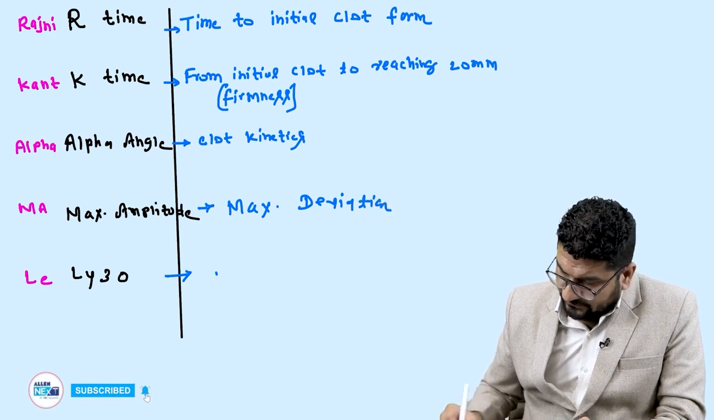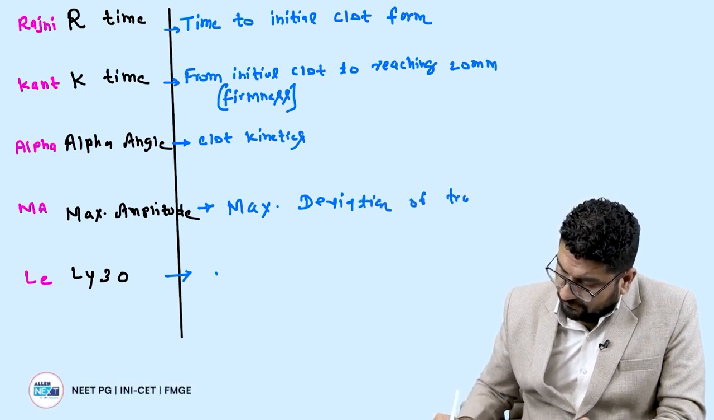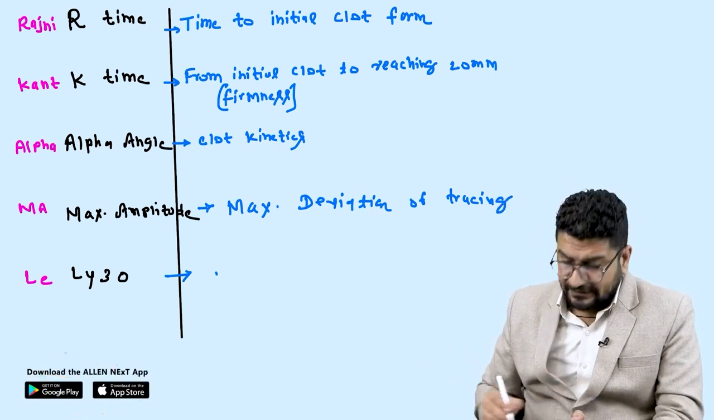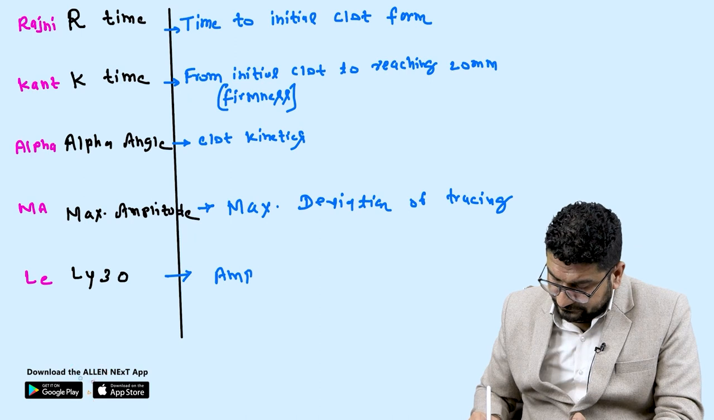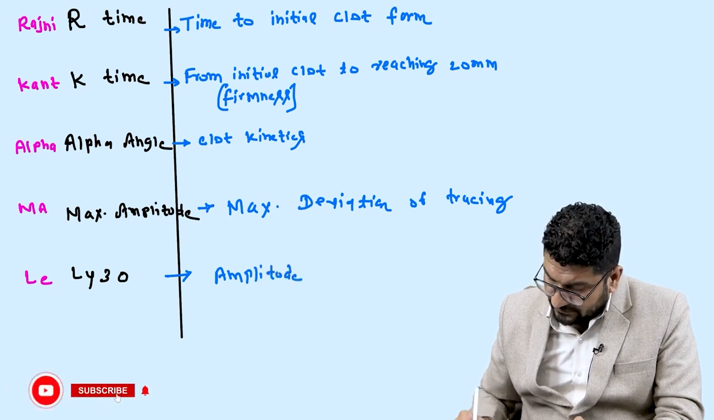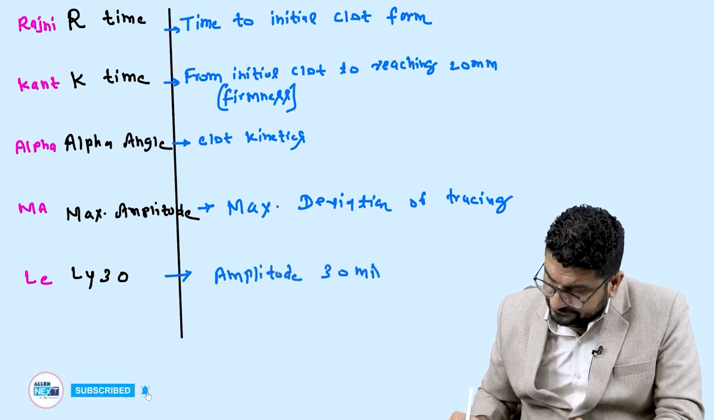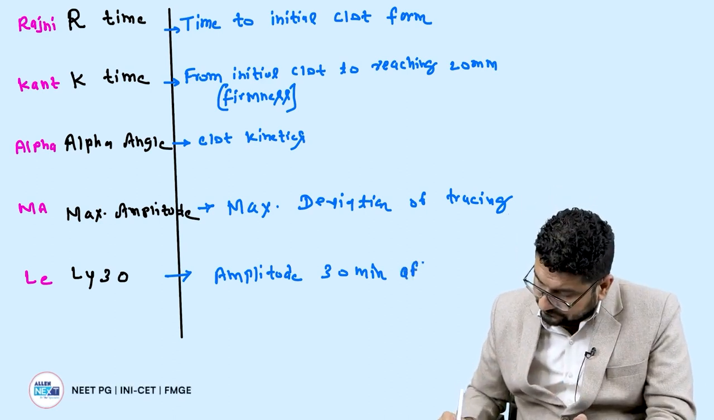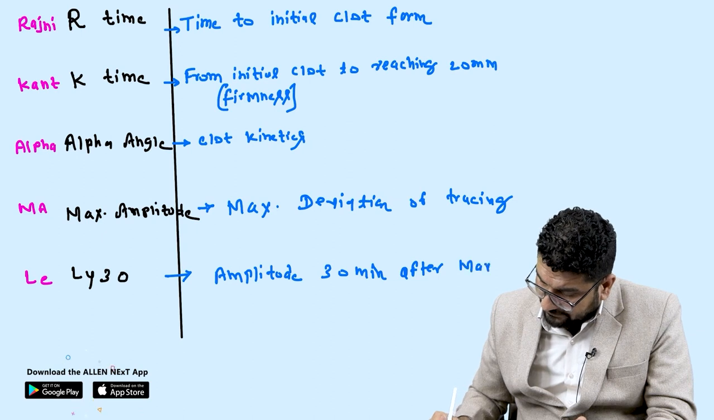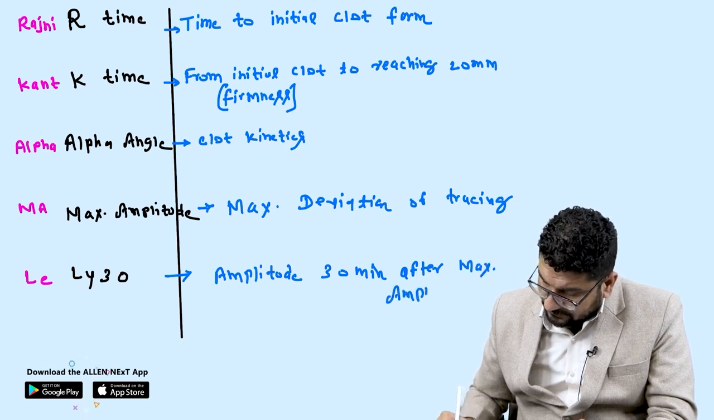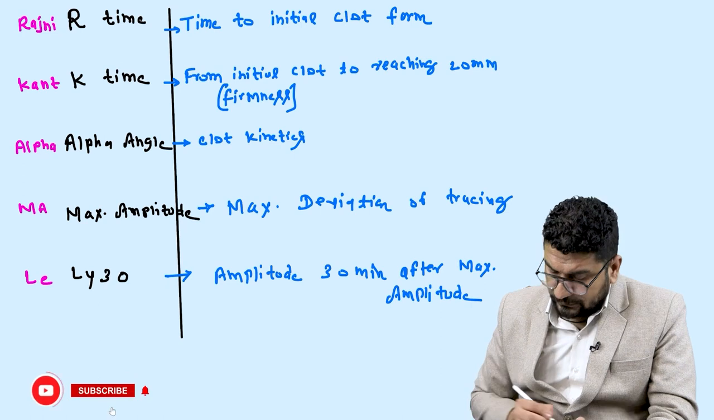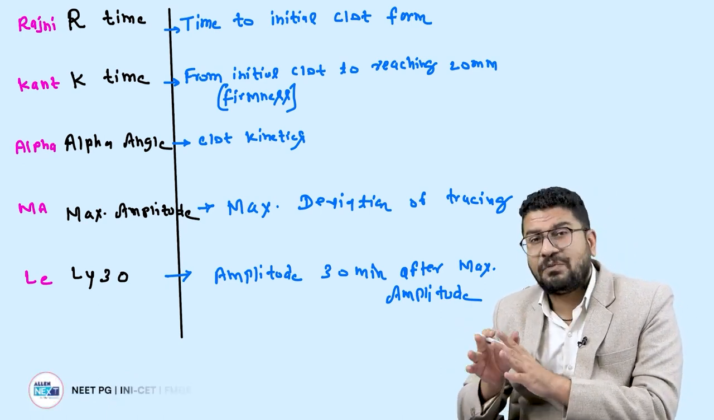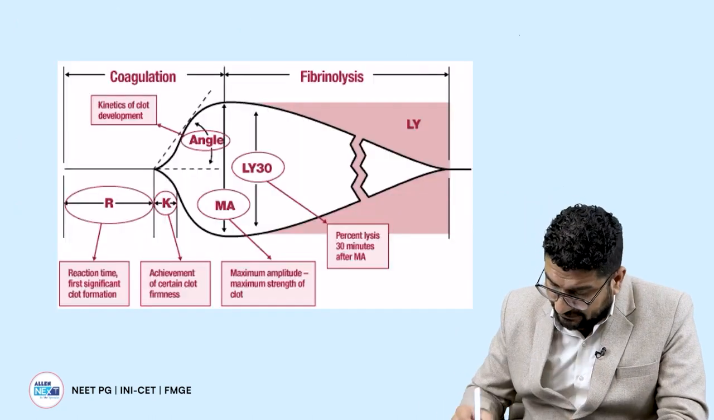Maximum deviation of tracing. So whatever you are seeing in the graph, that maximum level of tracing is maximum amplitude, and Ly33 is amplitude, 30 minutes after maximum amplitude. So these are basically some times. If you know these values, good, but the more important thing is they ask you a question on graphs. So let us see this one by one.